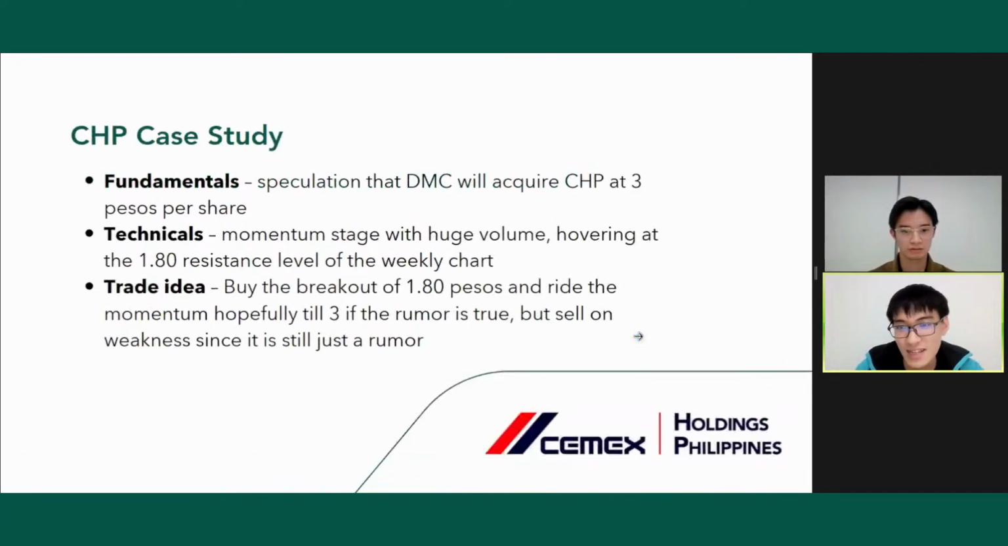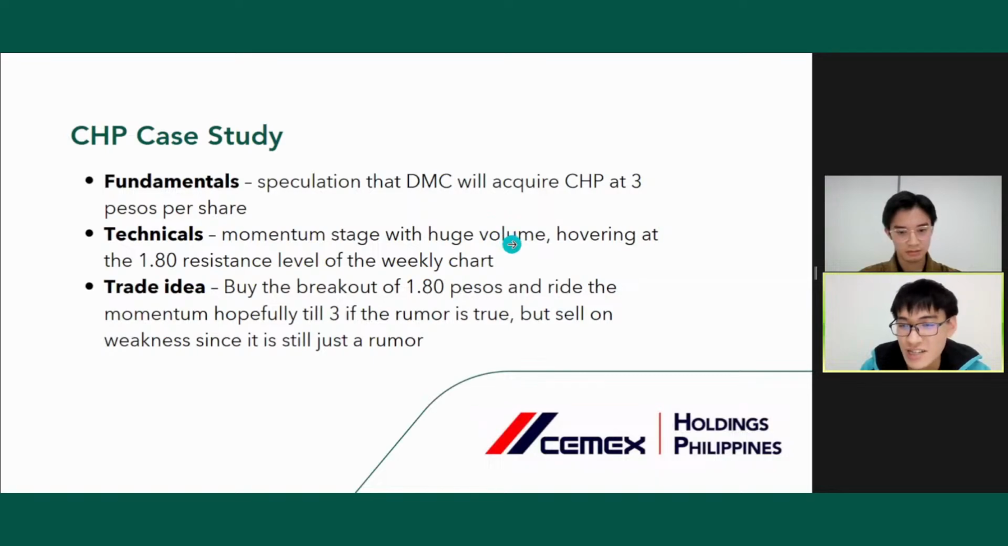So now that we went through the whole process, let's look at some case studies naman of my personal trades, right? So first, let's look at CHP, Cemex Philippines. So what were the fundamentals? So the fundamentals were there was speculation that DMCI will acquire CHP at 3 pesos. So there were a lot of news articles around talking about it. So that's the fundamentals. Technicals, it was on a momentum stage with high volume.